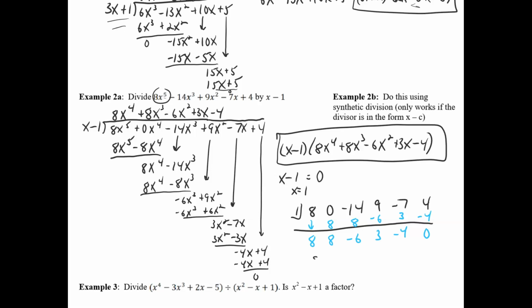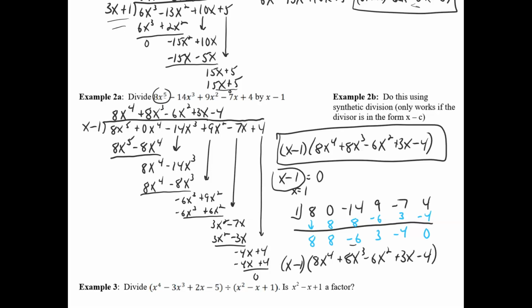So this would be 8x to the 4th plus 8x to the 3rd minus 6x squared plus 3x minus 4, and that would be multiplied by the factor, the divisor that we now know is a factor, x minus 1. Okay, same answer, different process.